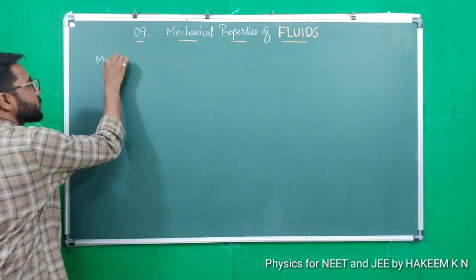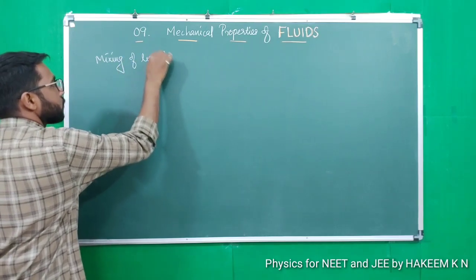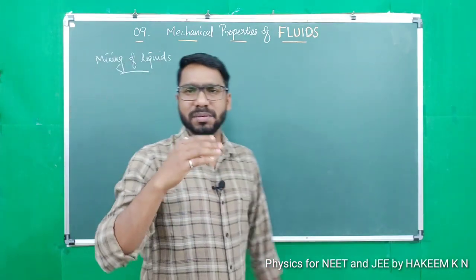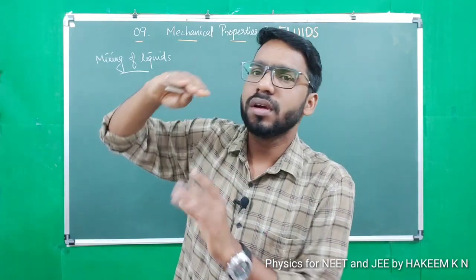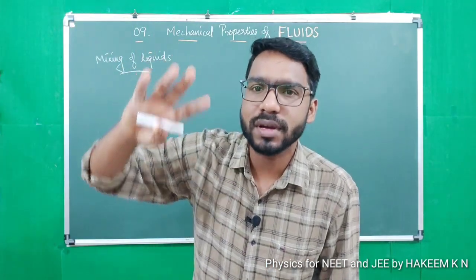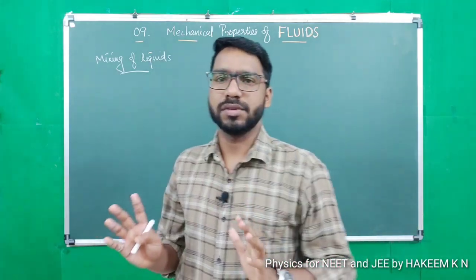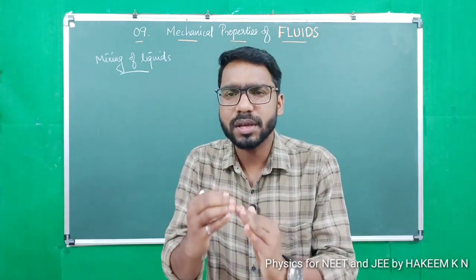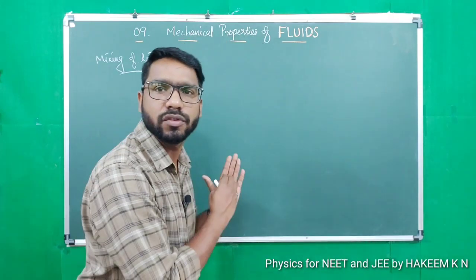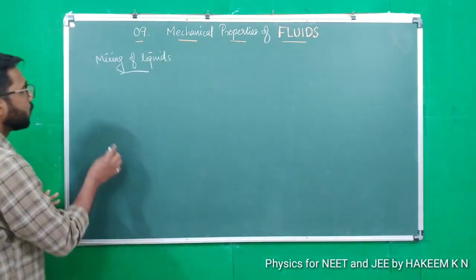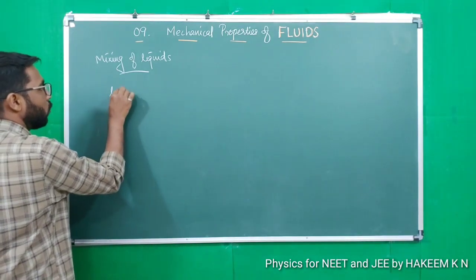Mixing of liquids. When two immiscible liquids are mixed, the liquid with higher density will go to the bottom and the liquid with lower density will come to the top. And when two miscible liquids are mixed, then we are going to calculate the effective density here.